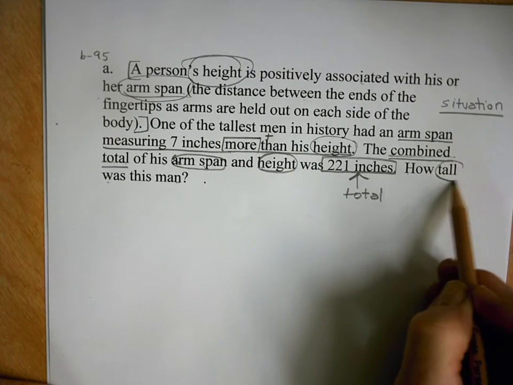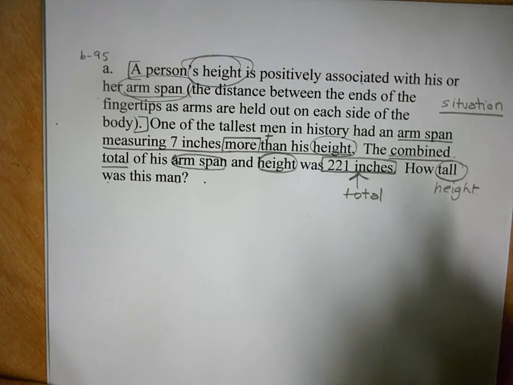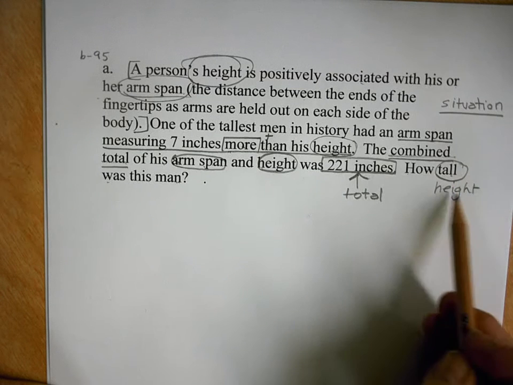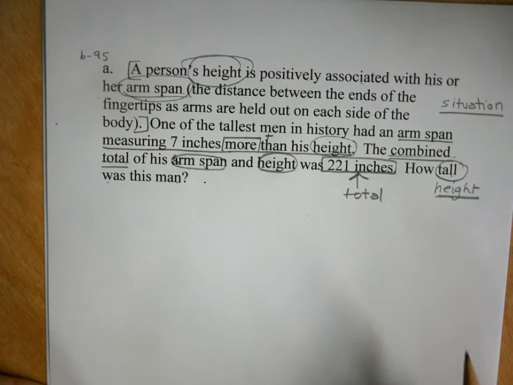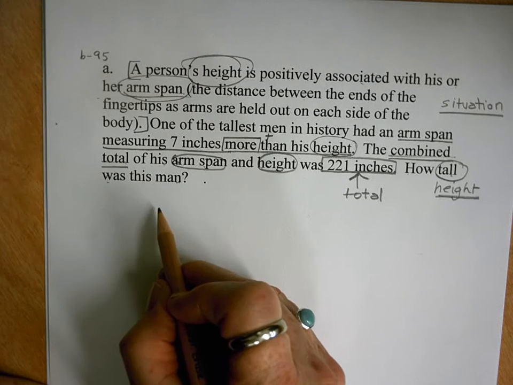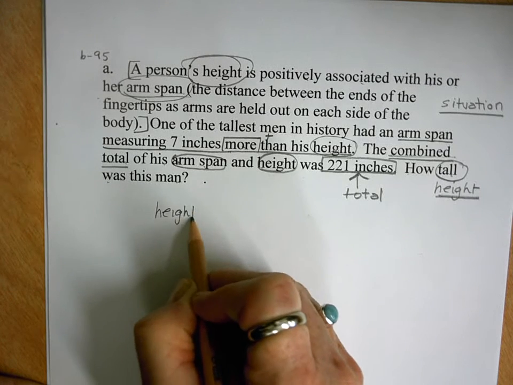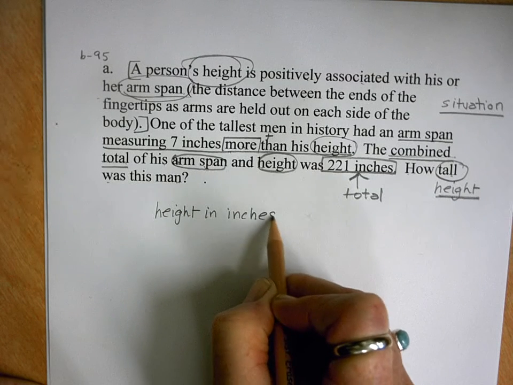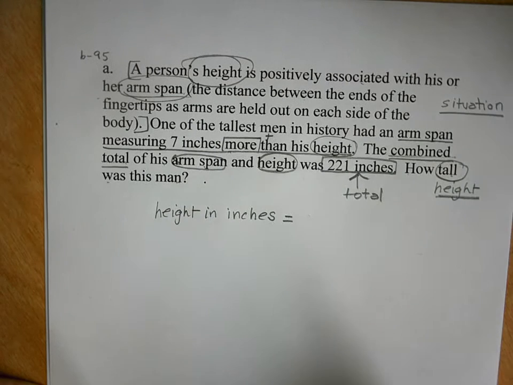And this word tall goes along with height. We want to know what his height was. How tall was he? So it looks like what we don't know is his height. That's what we want to find out. So that will be our variable. So his height in inches is going to be our variable, and let's just call it h.